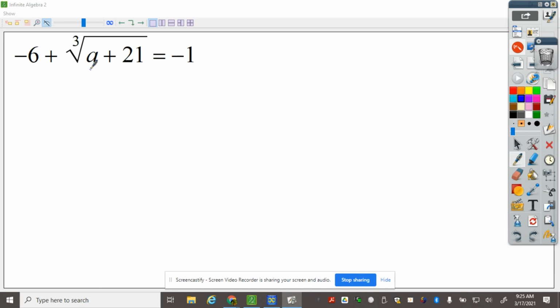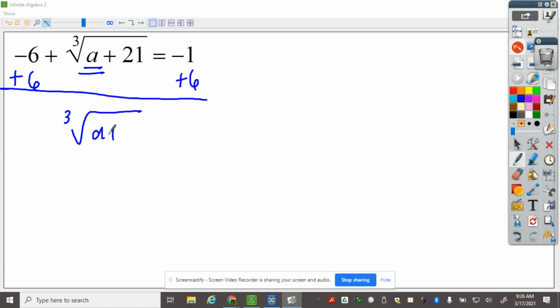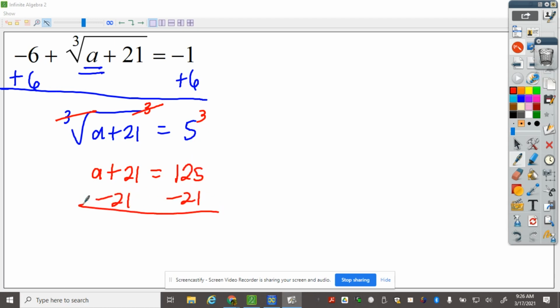Solve negative 6 plus cube root of a plus 21 is equal to negative 1. In this case, we have to isolate the a by adding 6. This leaves us cube root of a plus 21 is equal to 5. Again, we have to raise to the third power in order to cancel this. So that gives us a plus 21 is equal to 5 to the third power, which is 5 times 5 times 5, which will give us 125. Minus 21 on both sides, that will give us a is equal to 104. Kaboom.